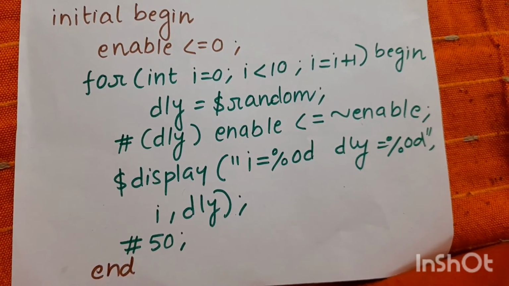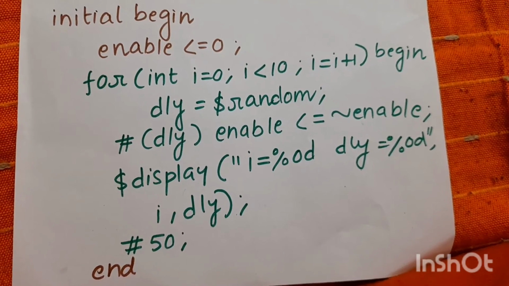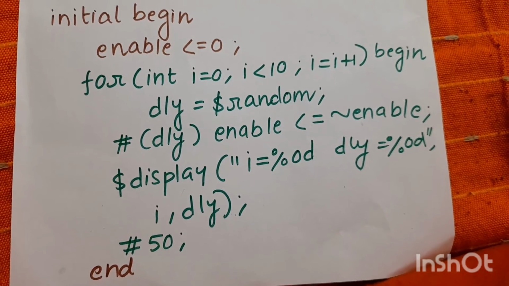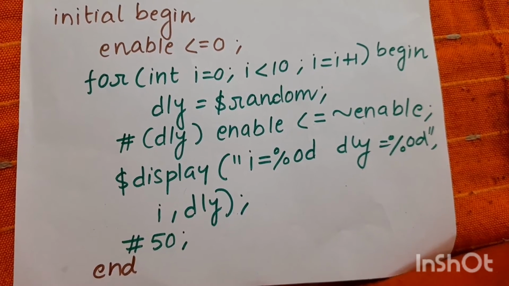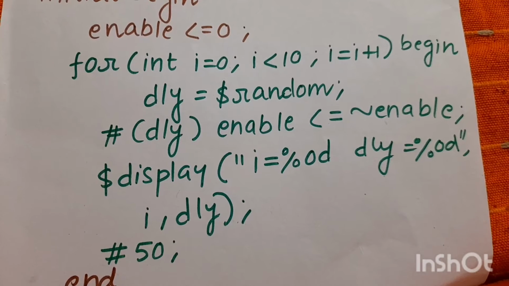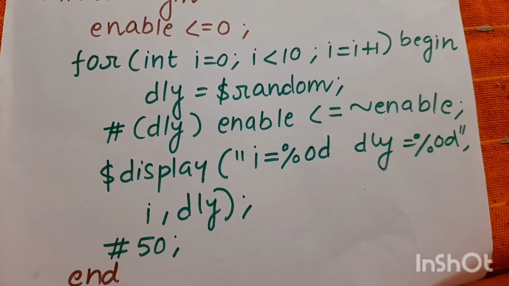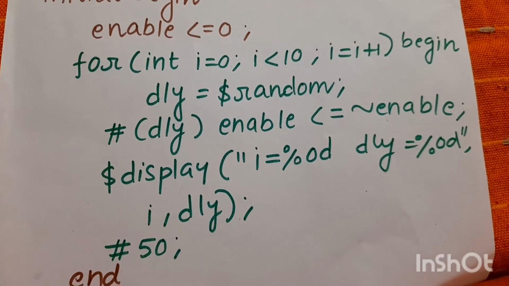Begin and we are setting the delay to hash random. Hash random is a system task. Okay, it will provide random value to delay, which is of 8-bit. Hash delay enable we are negating. We are setting it to not of enable. So initially it was 0, then it would be 1. After 1 again it would be 0, and it would keep on repeating 0 1 0 1 0 1.